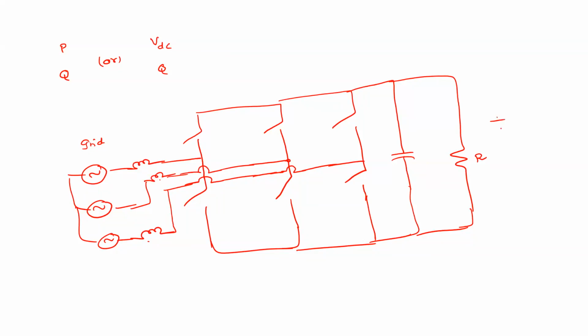Let us assume that this voltage is VDC. Assume that the losses in the switches are 0, or the switches are ideal. Losses in this inductor is 0, and the losses in the switches are 0. Right. So now the question is, if this voltage is VDC, how much active power is injected to the grid? The load resistance is R. How much active power is injected to the grid?